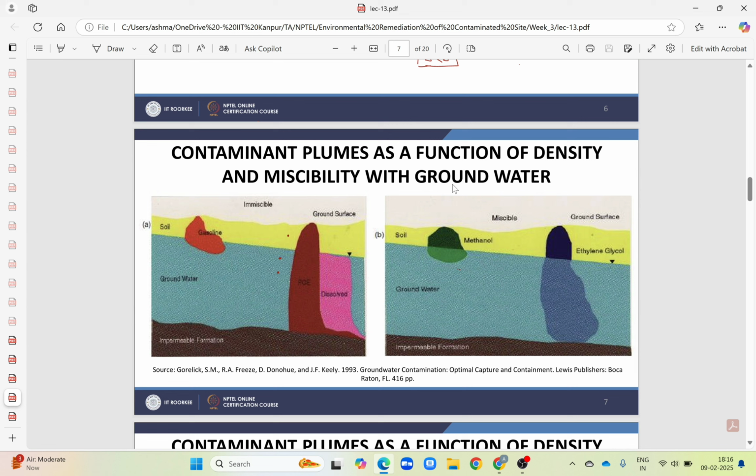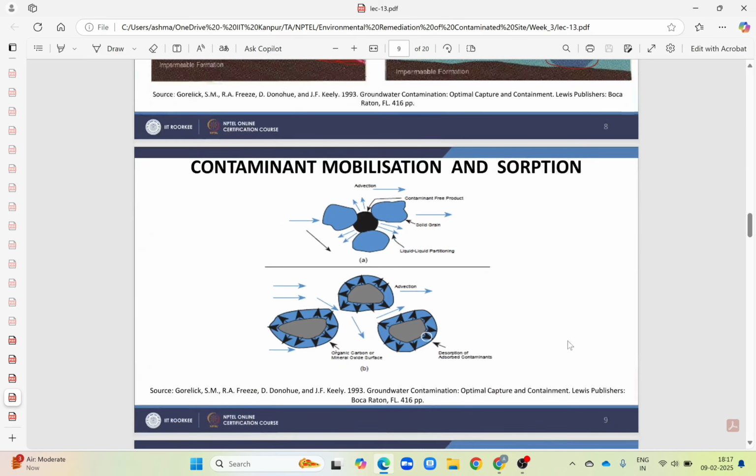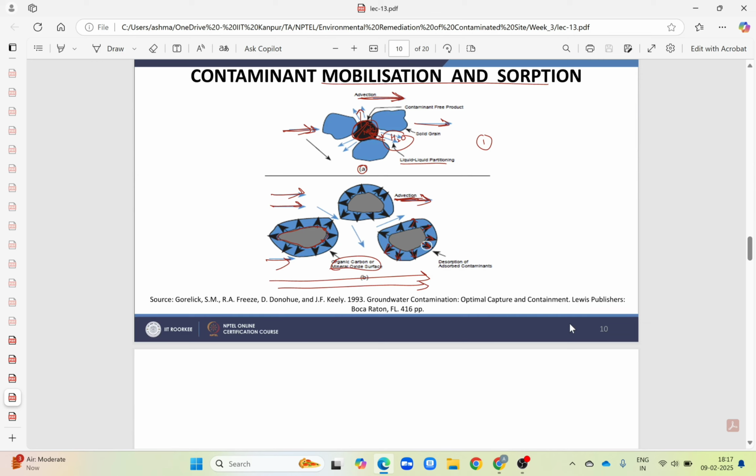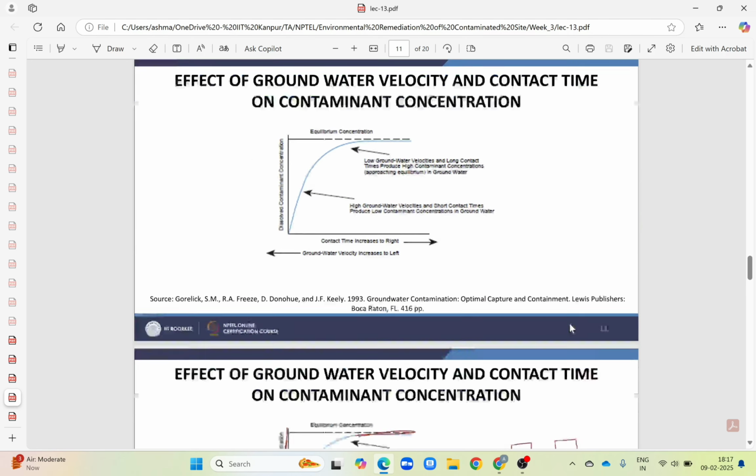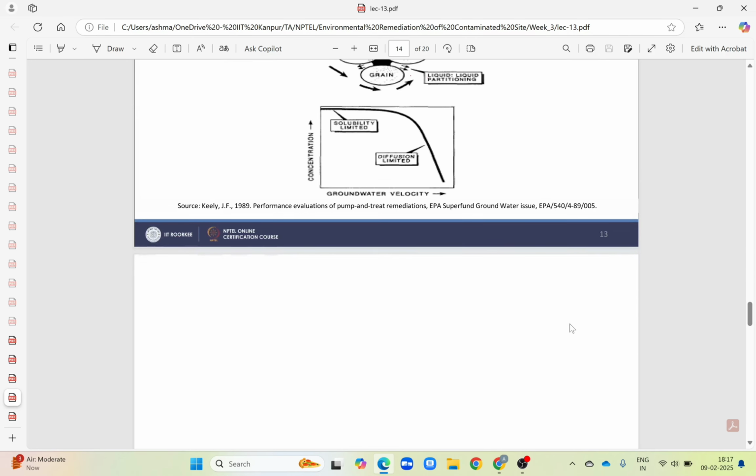Here we can see that because of density, the NAPL can be of low density, so it will float at the top of the water. It can have high density, so it will go to the bottom of the aquifer and settle there, and it will act as a storage for the pollutant. It will take hundreds of years to remove the pollutant from the aquifer if we do the treatment through the pump and treat method. So these are the pictures through which the mechanism has been explained.